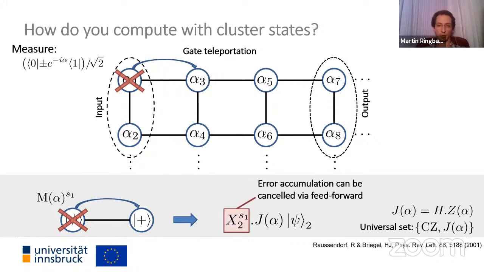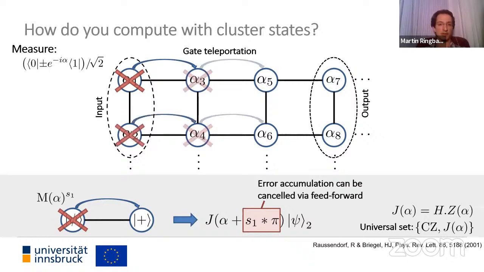If the measurement outcome is one on the first qubit, then we'll have an extra bit flip that we need to correct. But we can keep track of that and we can correct this in feed forward. Usually we wouldn't even apply this X, we would do something like this, where we pull it through the J gate and modify the angle of this gate by an extra pi. And that takes care of this error accumulation. And then we keep measuring our qubits until the end. And in the end, we'll have the result of our computation.